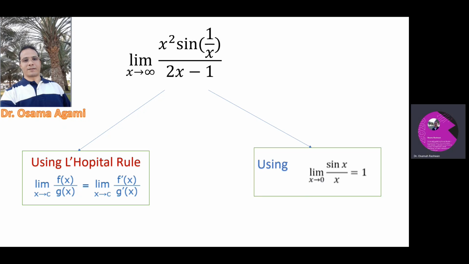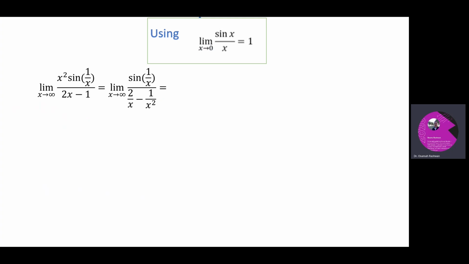The other method uses the special limit for sine x over x when x tends to 0, which is equal to 1. Let's try this special limit: sine x over x when x tends to 0 equals 1. I don't have x, but I have 1 over x inside the sine, so I turn everything in terms of 1 over x.